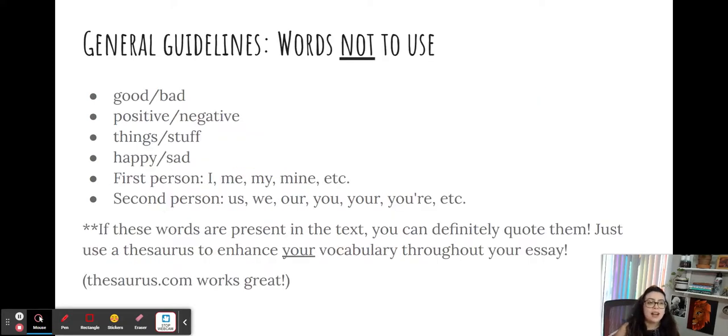Alrighty. So, some general guidelines of words not to use. Now, if this is in the text itself, as in the author said it, it's totally fine. But I want to make sure that you aren't using these words because there are better words that we can choose. So, the words are good, bad, positive, negative, things, stuff, happy, sad, and any first or second person.